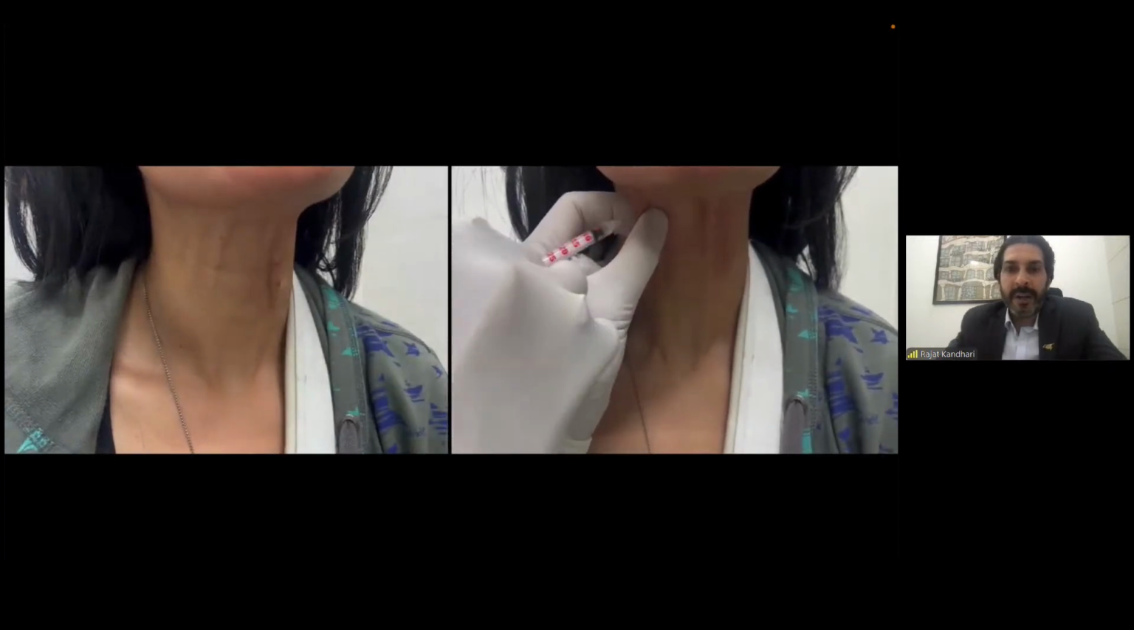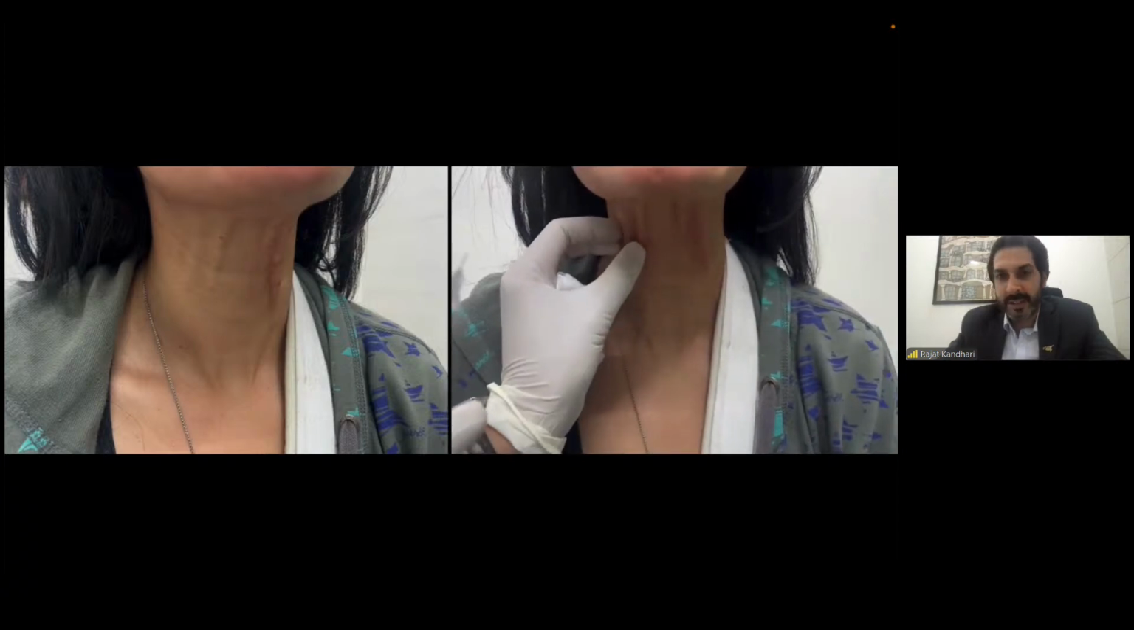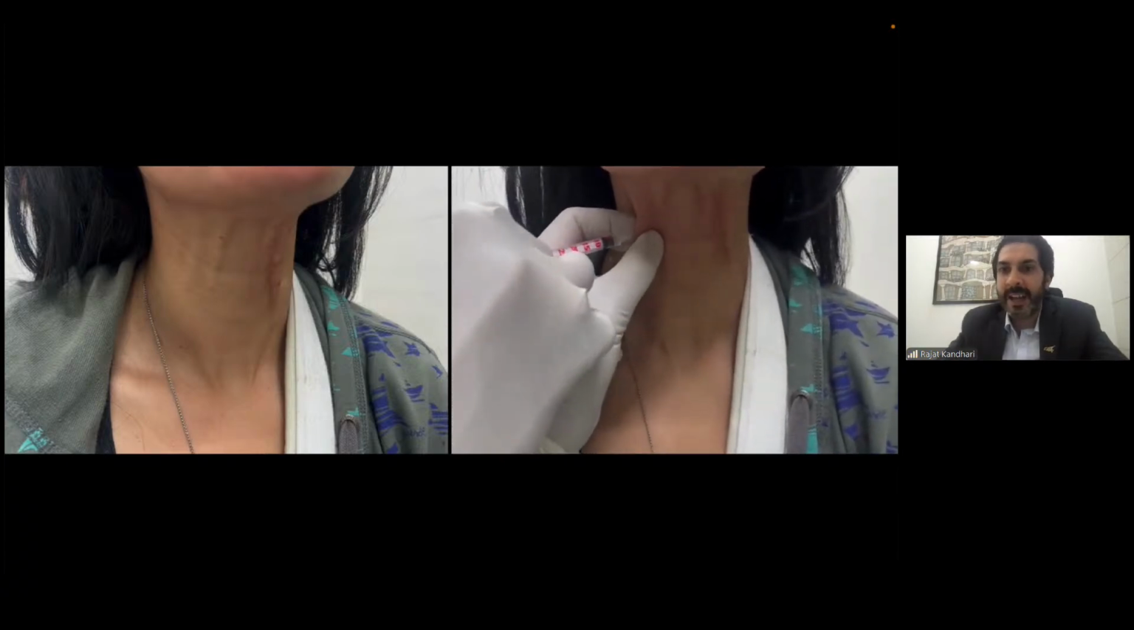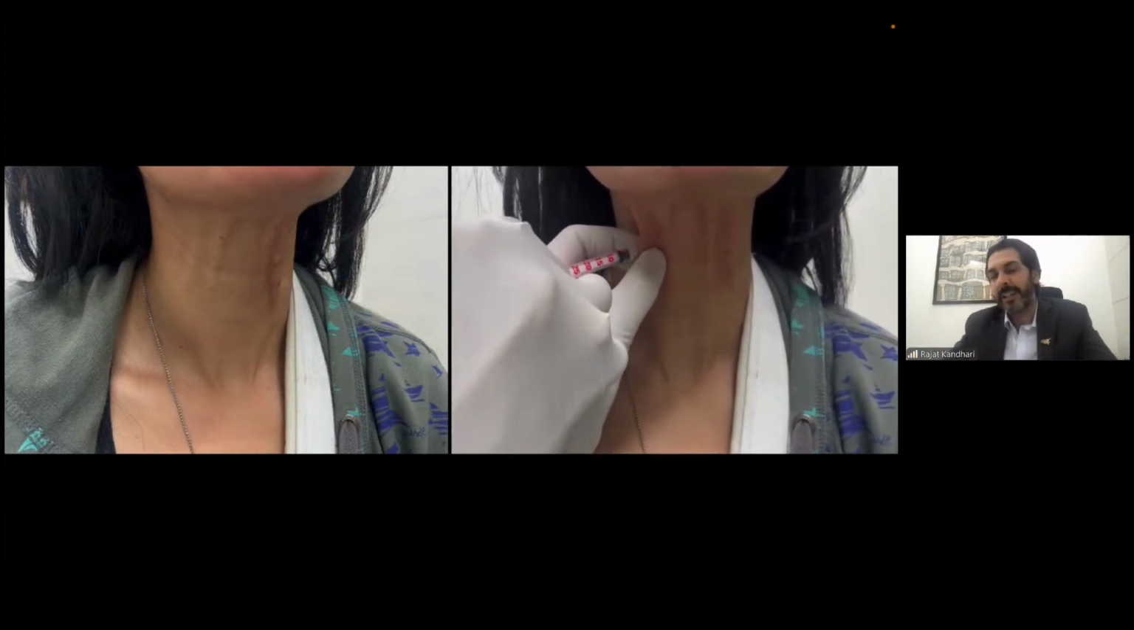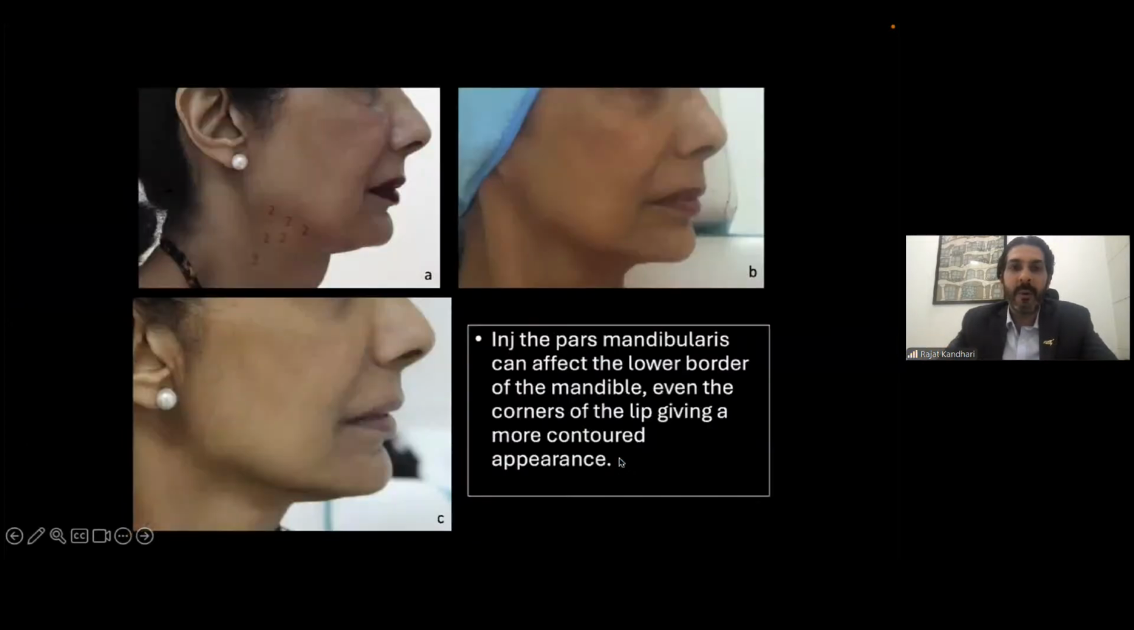An important point here is please mark out your sternocleidomastoid before doing this. There, she said E again, and I can identify the bands and I inject into the bands. These are the points of the Nefertiti lift. You ask the patient to say E again, identify a lateral platysmal band, which is along the mandibular border. You inject that. Superficial blebs in a triangular manner to give a more effective and better cervicomental angle.